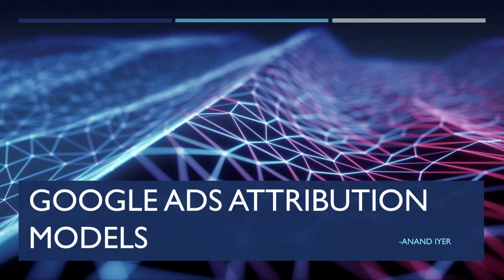In today's video, I'm going to be talking about Google Ads attribution models. When a conversion occurs, a customer may do multiple searches and interact with multiple ads from the same advertiser. An attribution model will let you choose how much credit each click gets for your conversions.